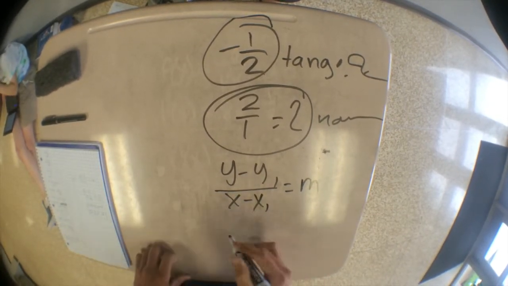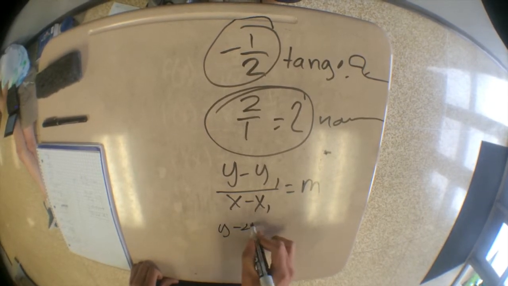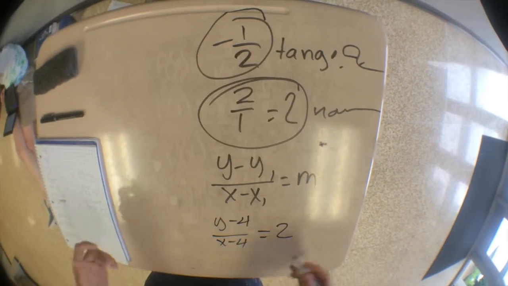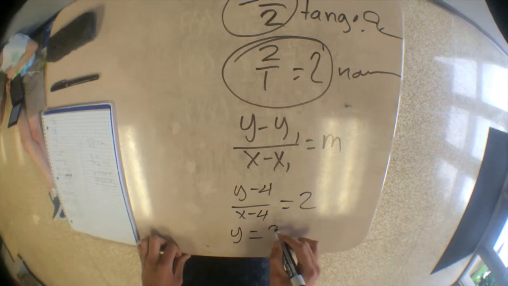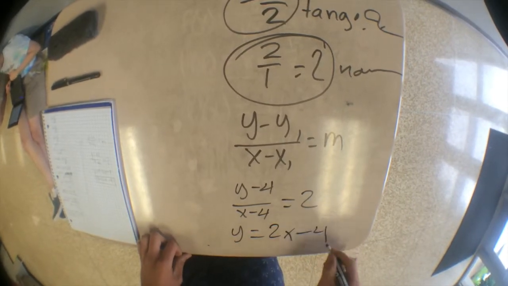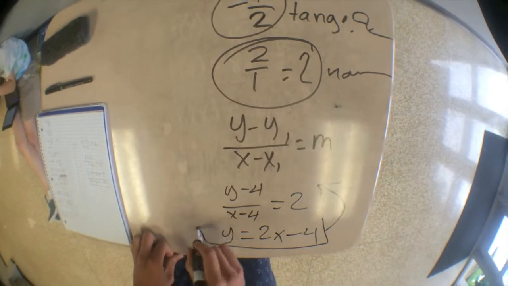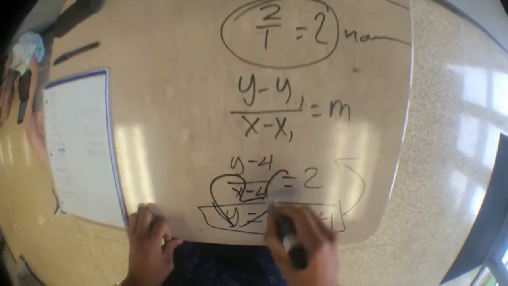Alright, so that's going to give us y minus 4 over x minus 4 equals 2. You shrink that down into y equals 2x minus 4. Now that's just a condensed version, simplified and everything, but here we go. That is the equation of your normal line, and one more time, bam, math.